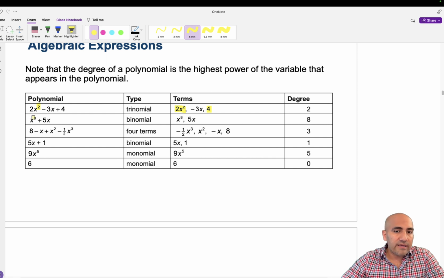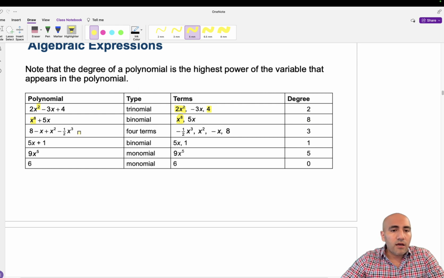The first term is x to the 8th power. The second term is 5x, so 5x. So there's 2 separate terms. It's a binomial. And the biggest degree is 8. So for that reason, it's a degree 8 binomial, right, in the letter x.